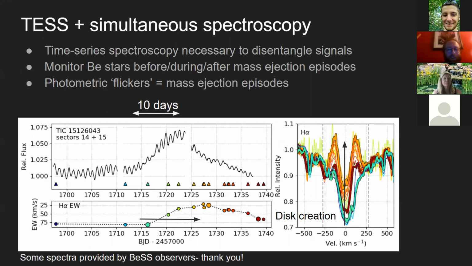Right, so back to this slide. So the light curve, of course, is TESS data for this star. And each of these triangles corresponds to a spectrum that was taken. And on the right, if you look at the H alpha profile, you can see how the emission grows corresponding to this flicker event in photometry. And if you measure the equivalent width of H alpha, you can see that, like the photometry, the equivalent width grows and then also fades, but with slightly different timings, because different regions of the disk are probed by photometry versus spectroscopy.